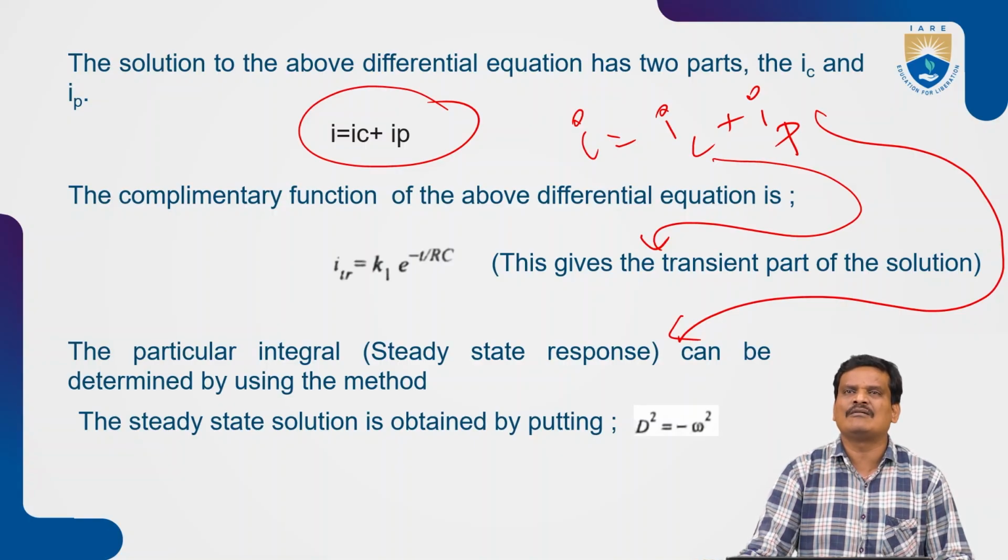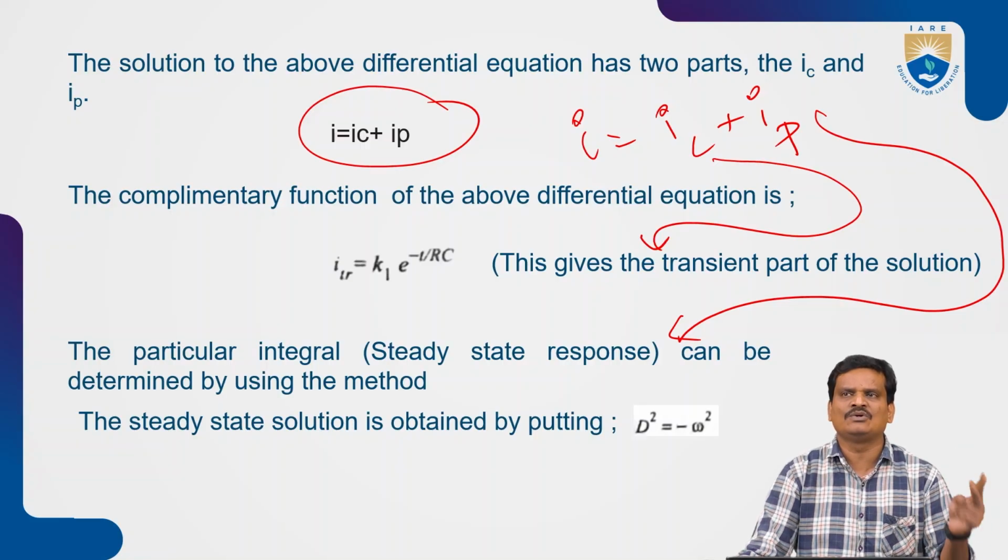So in order to get the complete response of a current in this particular circuit, you need to calculate two responses with respect to current. One is with respect to the transient response and the other is with respect to the steady state response.